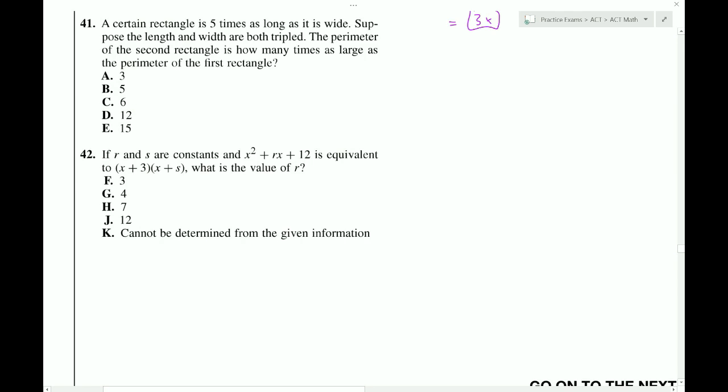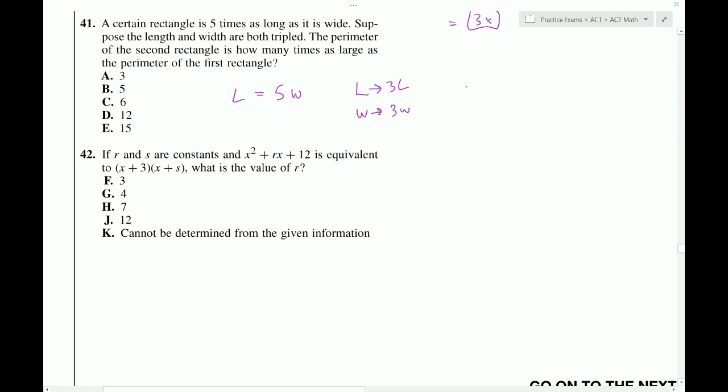All right, a certain rectangle is 5 times as long as it is wide. So the length is 5 times the width. Suppose the length and width are both tripled. That means we take the length to 3L and we take the width to 3W. The perimeter of the second rectangle is how many times as large as the perimeter of the first rectangle?